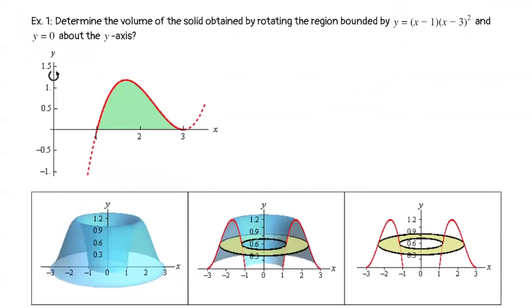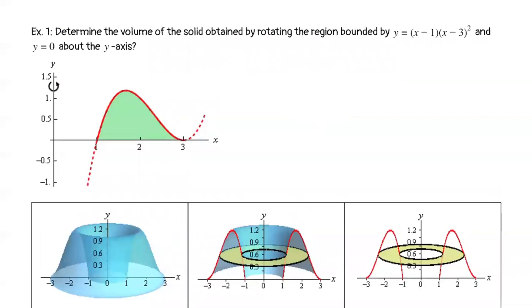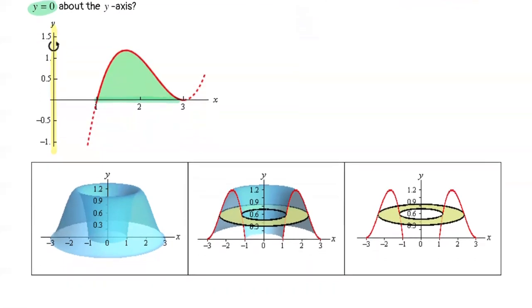All right, so here we go. We have the volume of this solid obtained by rotating the region bounded by this function, y equals x minus 1, x minus 3 squared, and y equals 0, which we know is this line down here. And we are revolving this about the y-axis. Okay. And if we revolve this, right, good thing I found these fancy diagrams to help draw things that I could not draw very well by hand.